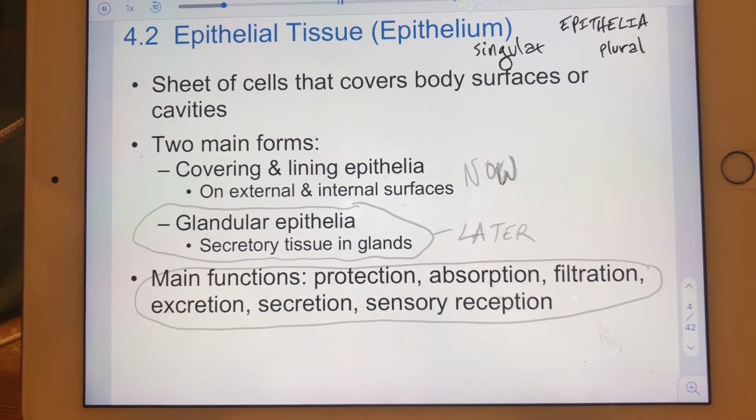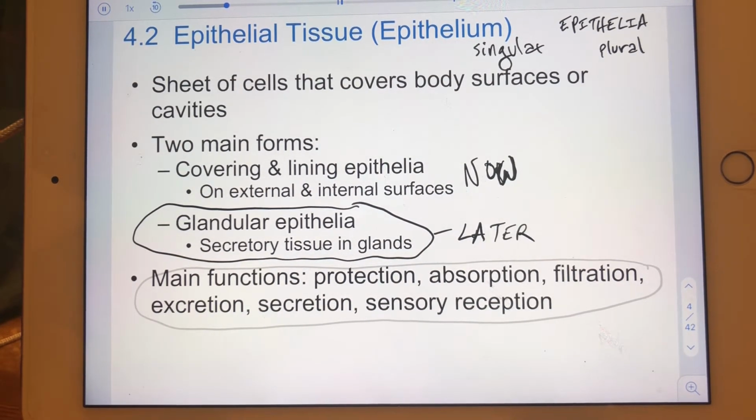Some epithelia are associated with glands, but that glandular epithelium we're going to save for much later in this same lecture, okay? In fact, by the time we get there, you will have forgotten that we were supposed to talk about that. For now, we'll focus on those that coat and line and cover rather than comprising glands.